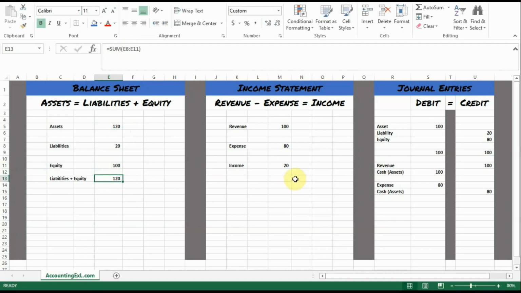So that's a general overview of how accounting works. This is an accounting 101 course type thing. There's more to accounting than just this. There's different types of revenue, there's different types of expense, there's different types of assets and liabilities and equity. But overall, this is a basic understanding of how it works.